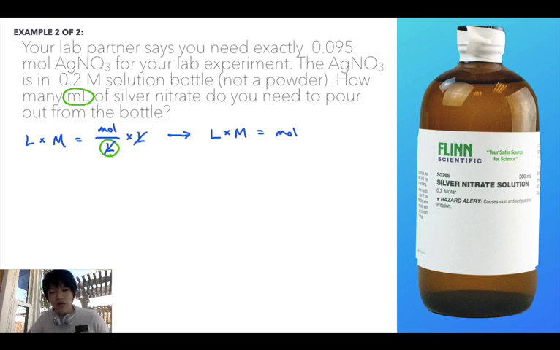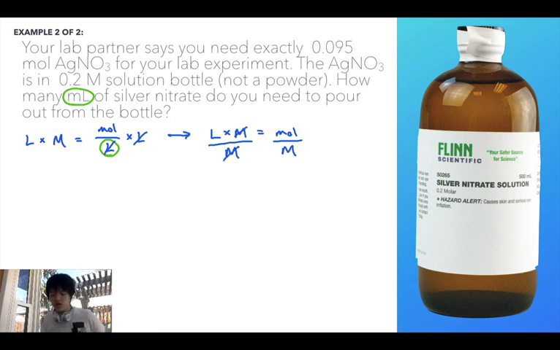Liters is still not by itself, so I'm going to need to do something to this equation. To get liters by itself, I have to get rid of molarity. And we're going to get rid of molarity by dividing both sides by molarity. All right. On the left side, molarity cancels out.